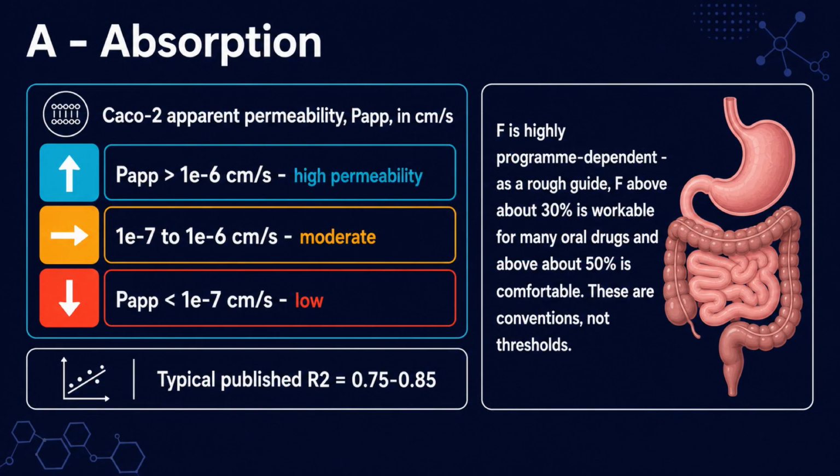For absorption prediction, the key metric is Caco-2 permeability, modeling intestinal absorption. High permeability values indicate good absorption. Low permeability values indicate poor absorption. Machine learning achieves high accuracy for Caco-2 prediction. Oral bioavailability targets high values.